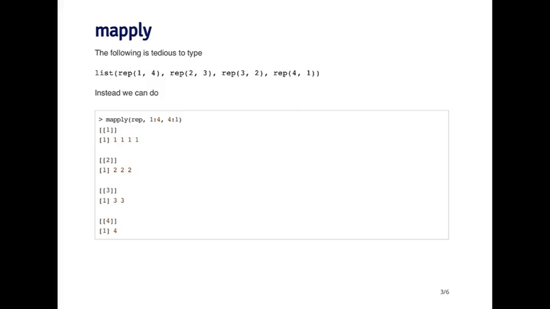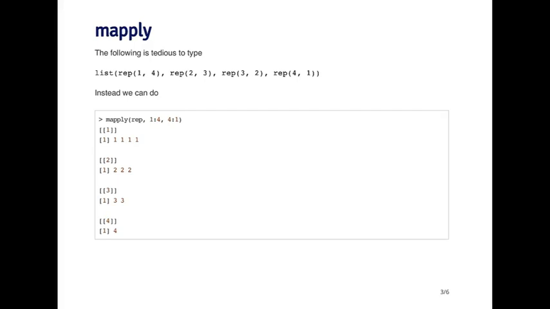Here, for example, I'm creating a list where I repeat the integer 1 four times, repeat 2 three times, repeat 3 two times, and repeat 4 just once. It's a little bit tedious to type this out, even though this is a fairly artificial example. But with mapply, it's actually quite simple.